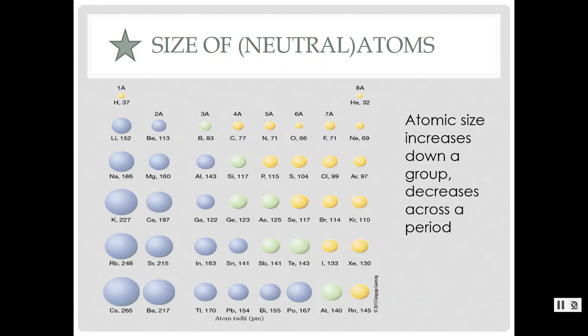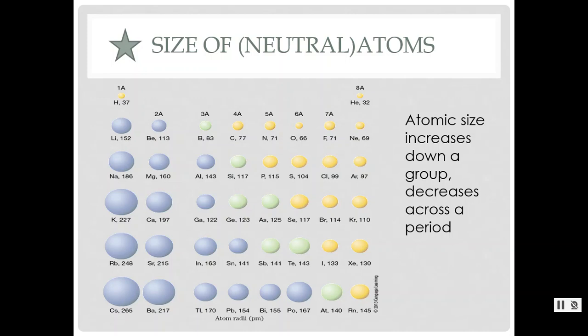It also decreases going across a period, left to right. That may seem a little counterintuitive, because as you travel left to right across the periodic table, from element to element, you are adding an electron. So why doesn't the size increase as well?